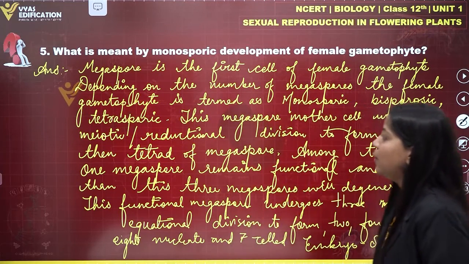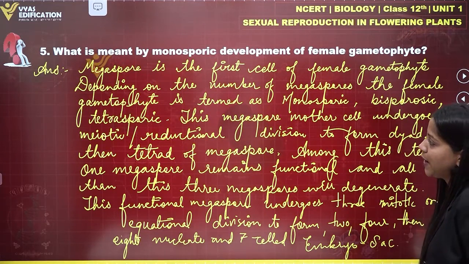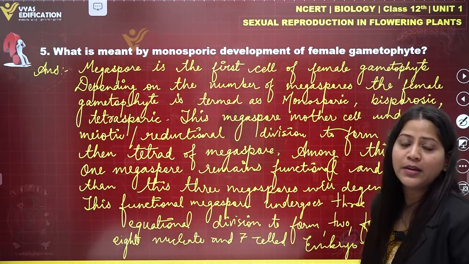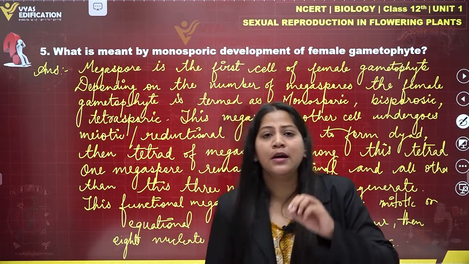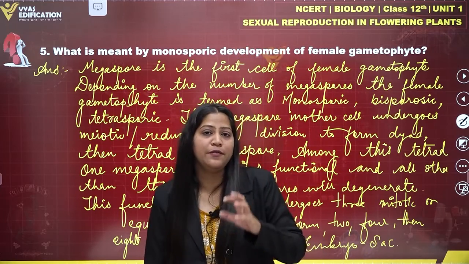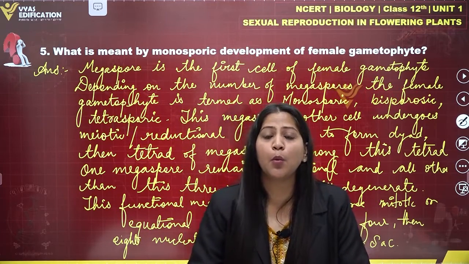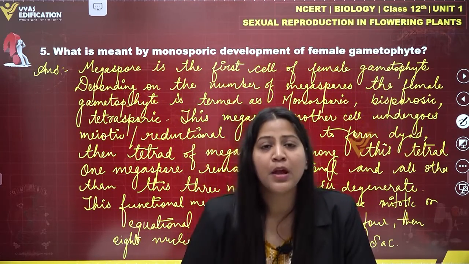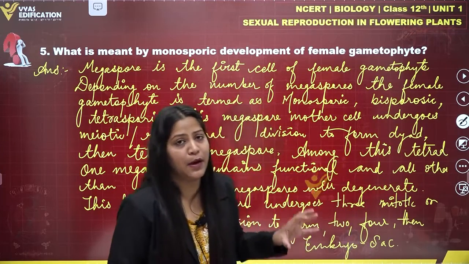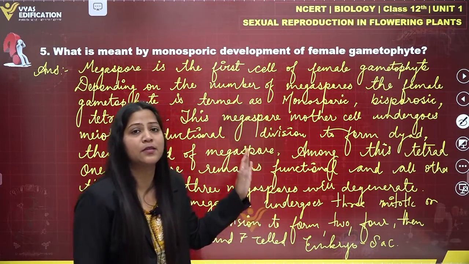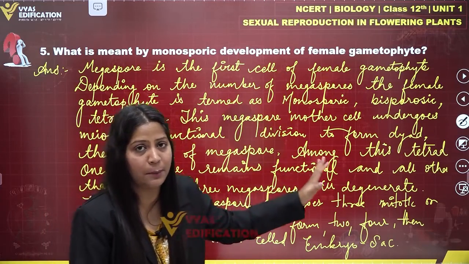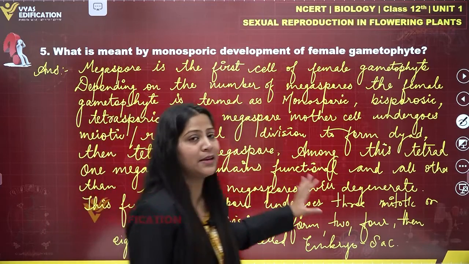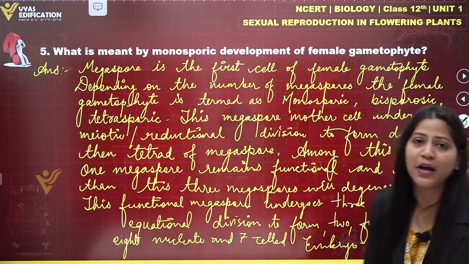So now I hope you are clear with the answer of question number 5, that is, what is monosporic development. If any female gametophyte is developing from only a single cell, then the development of the female gametophyte is known as monosporic development. And this is the complete solution of question number 5.